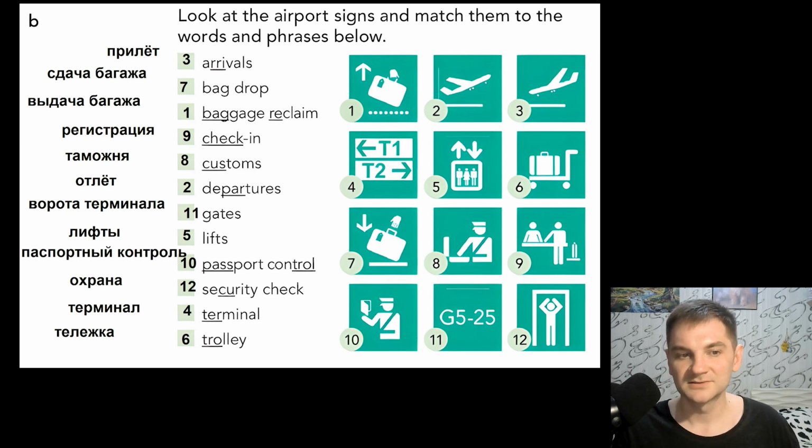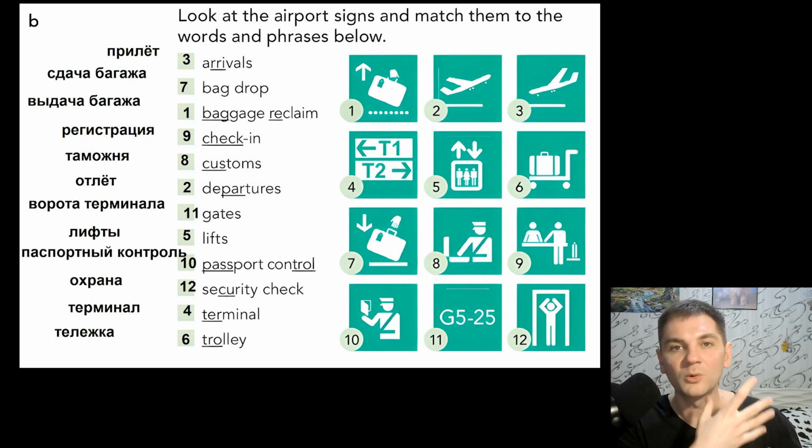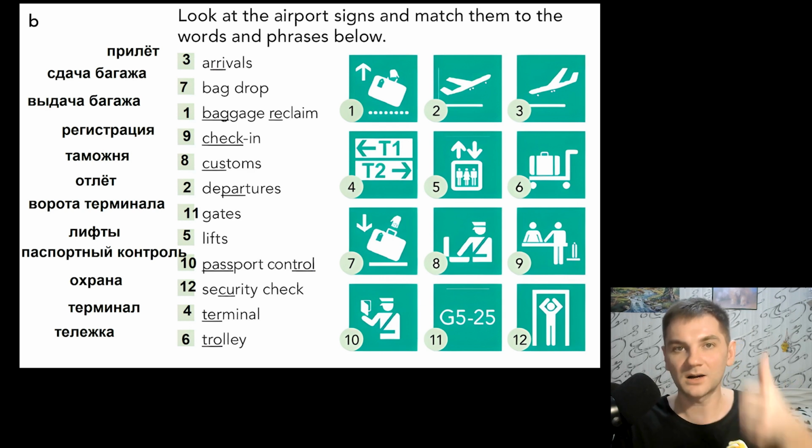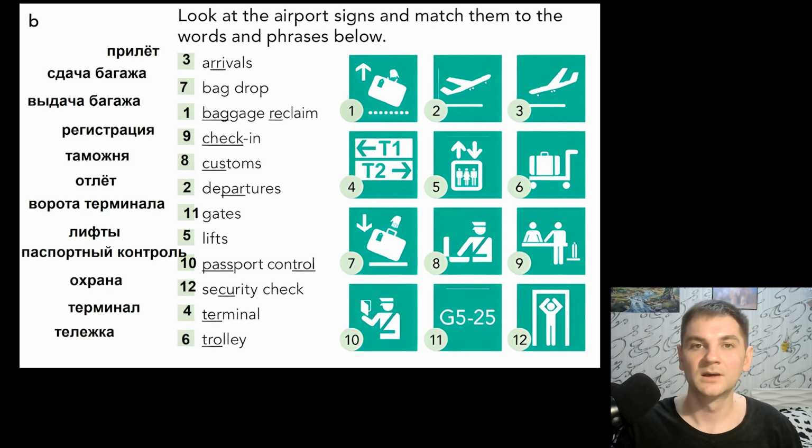Number 4, terminal. An airport terminal is a building at an airport. So it is a big building where you do all airport stuff. Small airports have only one terminal, while large airports can have several terminals. So I don't know how to explain it, just a building. Number 5, lifts. I think no comments. A lift is a thing that can take you up and down. Number 6, trolley.